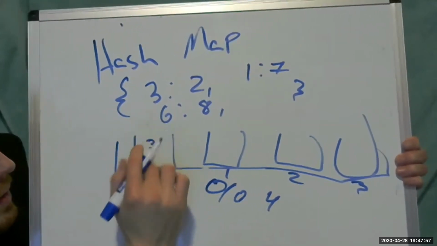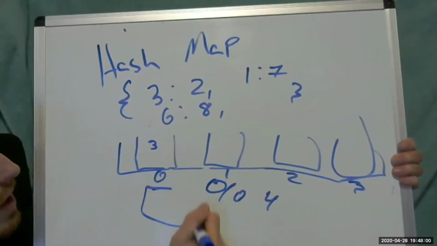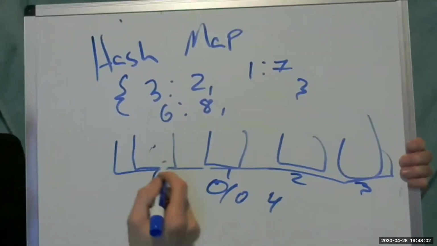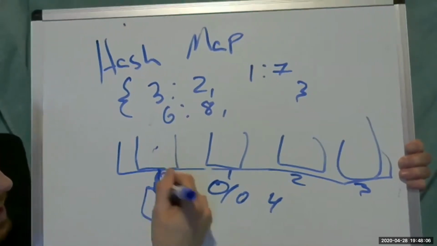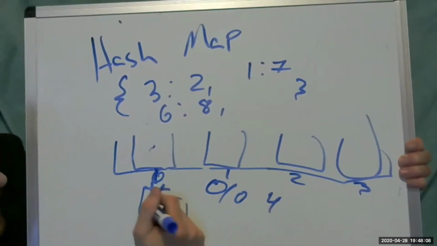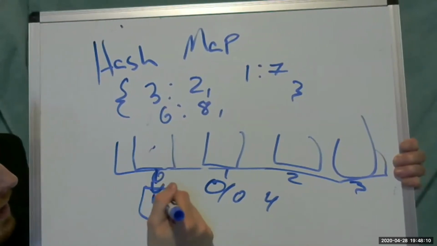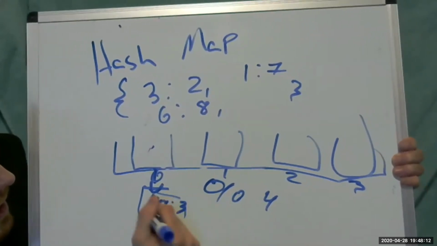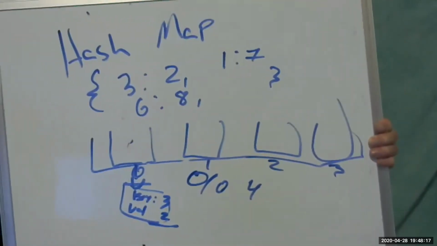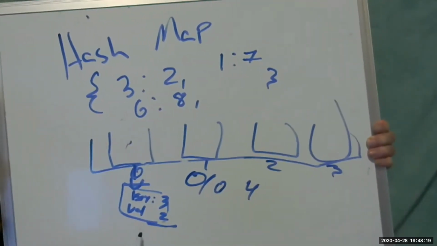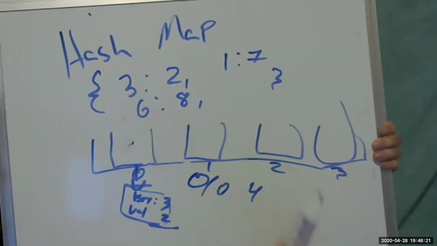We can store this node. Let's call each one of these buckets a doubly linked list. So we point downwards to this node, and this node will have a key property of 3 and a value property of 2. But we know to put it in this spot because of the hashing and the modding.